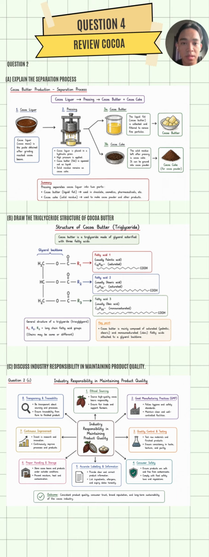In cocoa butter, the common fatty acids include palmitic acid, stearic acid, and oleic acid. This structure is important because it gives cocoa butter its unique melting properties, which allow cocoa to melt smoothly in the mouth.